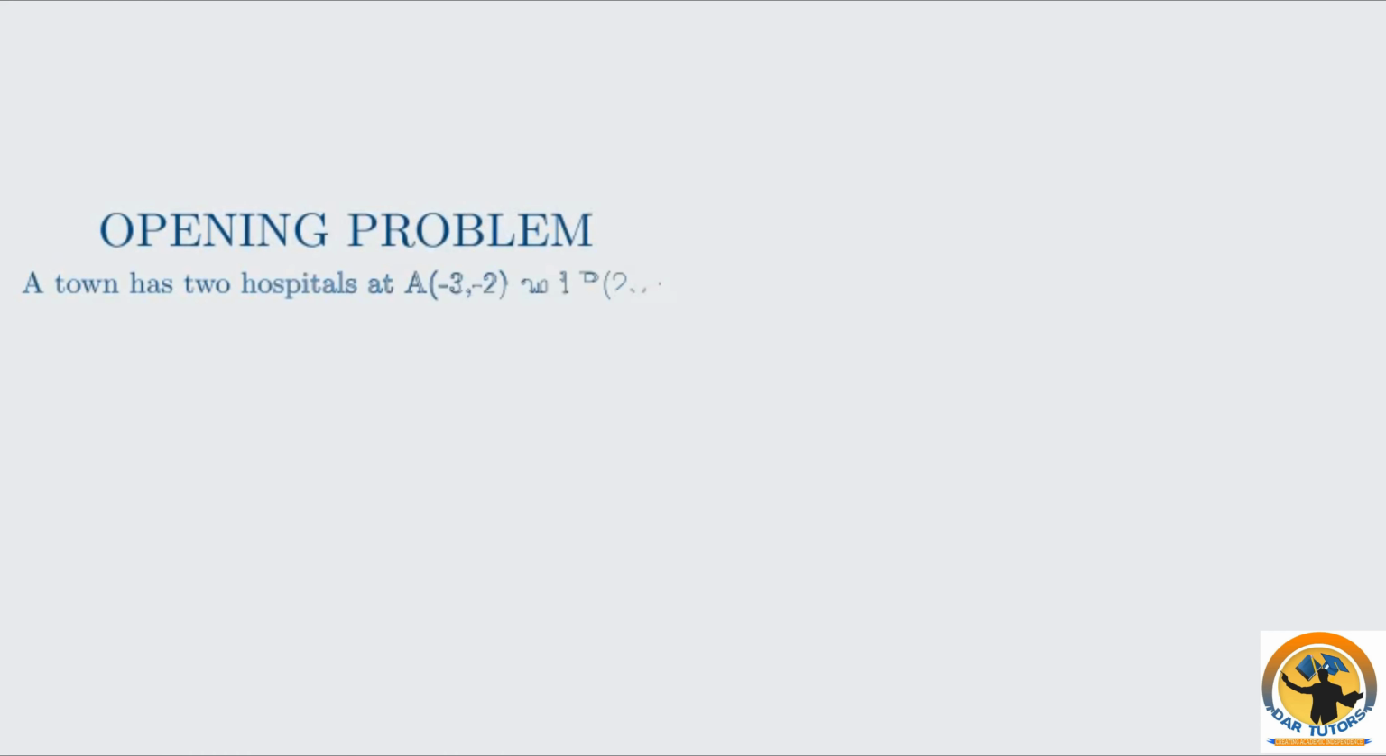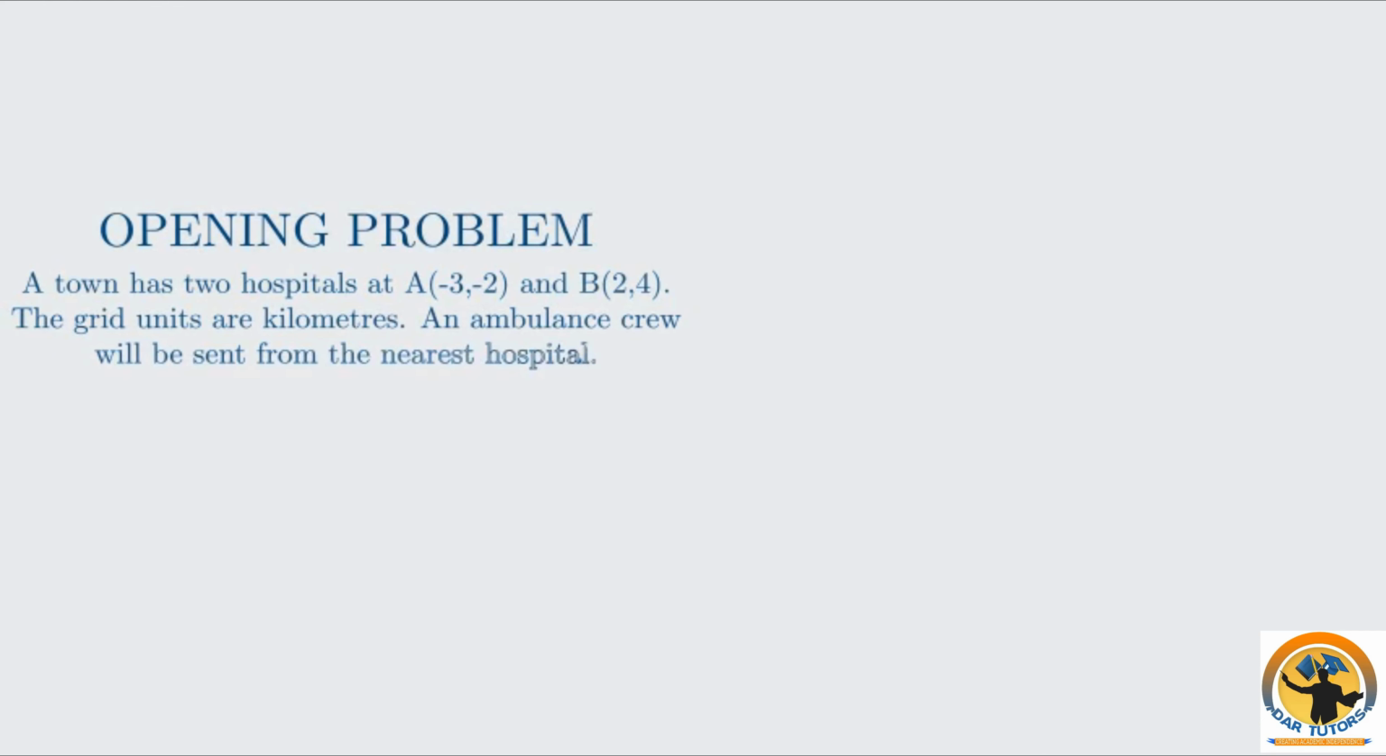Let's begin with a practical application to set the context. Consider a town with two hospitals, located at coordinates A(-3, -2) and B(2, 4). Grid units are in kilometers. The question is, how do we determine which hospital is closer to any given emergency location?